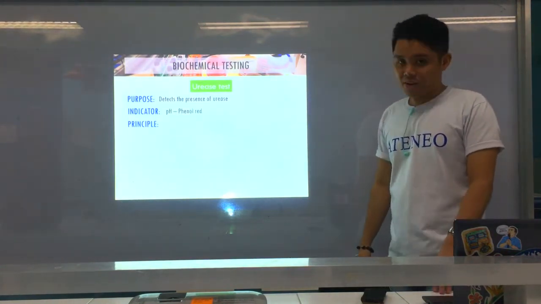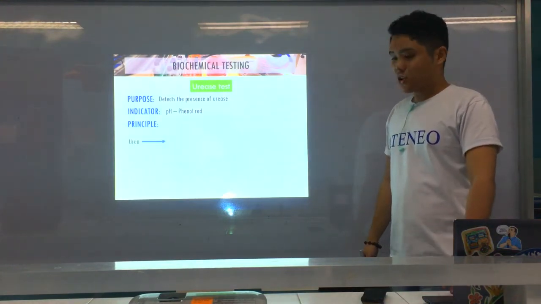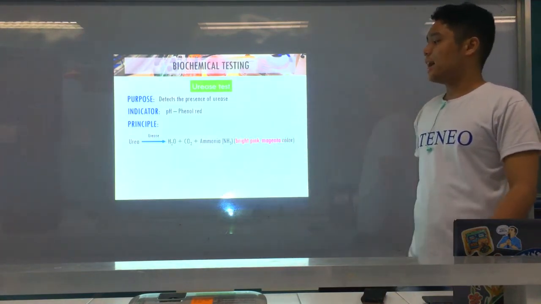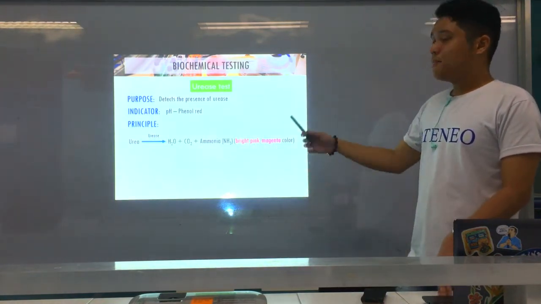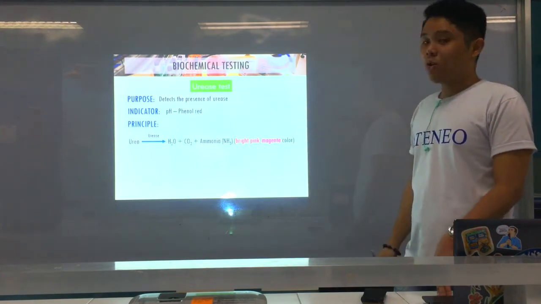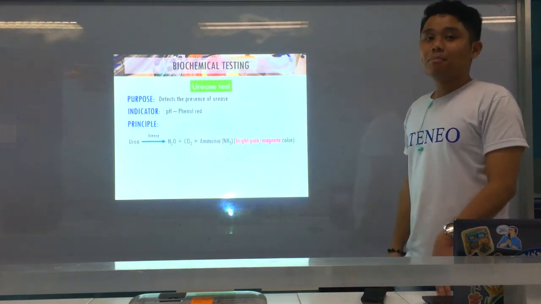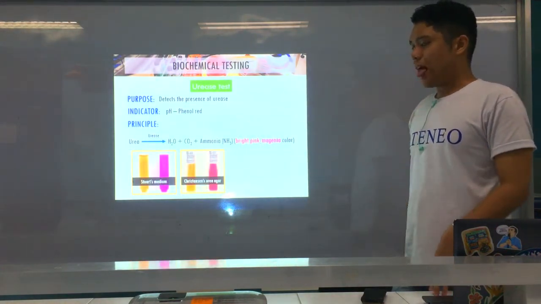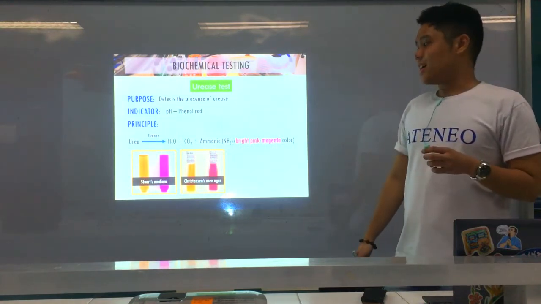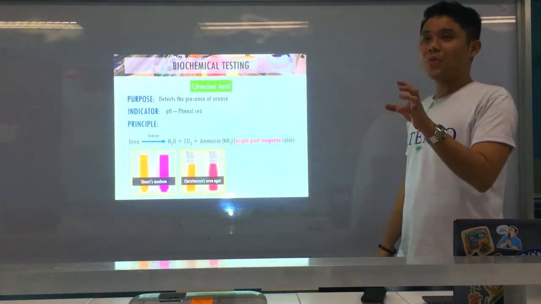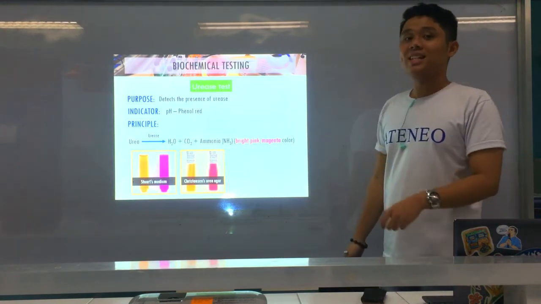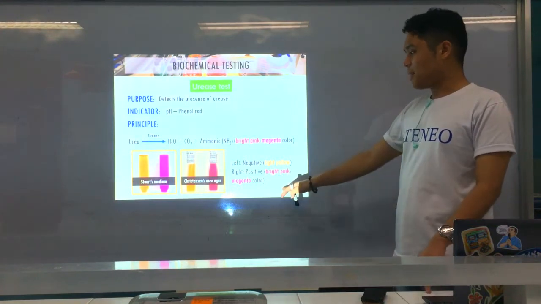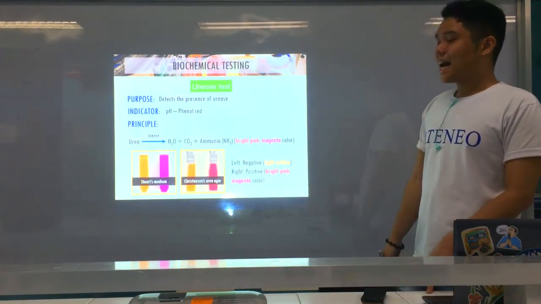Our indicator is phenol red. So in the principle, urea in the presence of urease converts it to H2O, CO2, and of course, ammonia. And ammonia is of course basic. So it will now give a bright pink or magenta color. So our positive reaction is pink. We could use either Stewart's medium, which is a broth, or Christensen's urea agar, which is a slant. And again, the positive result is bright pink or magenta color, and the negative is light yellow.